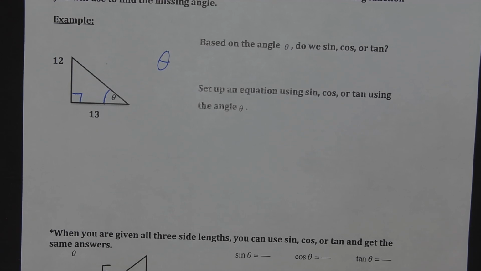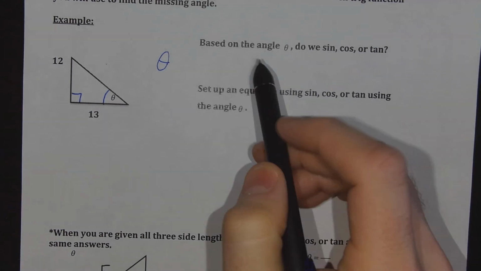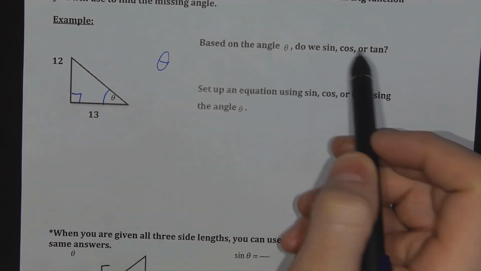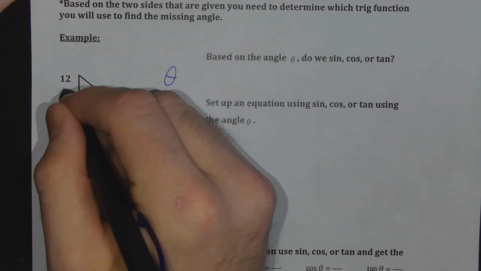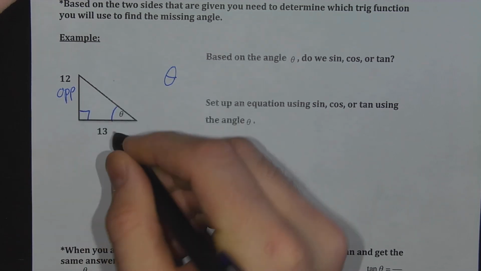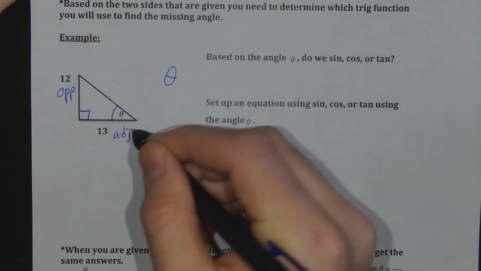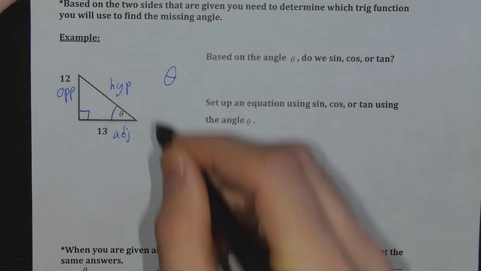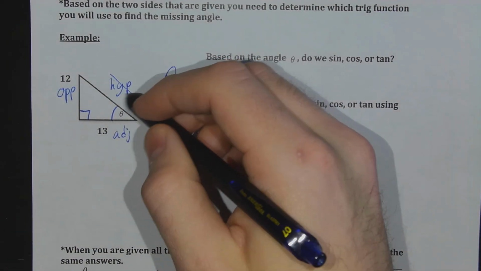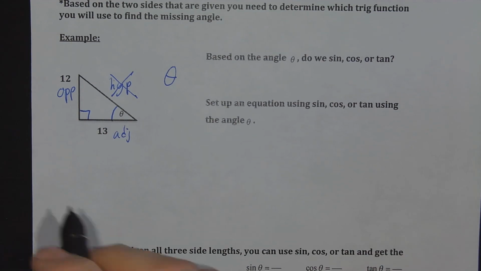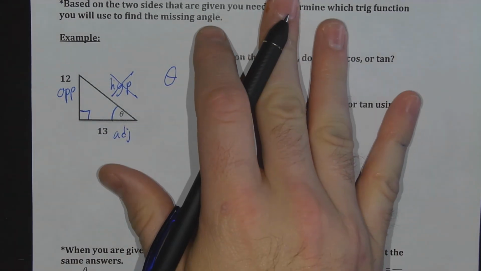Imagine it like an x in any other equation you solve for. We're solving for it like we usually do using inverse operations. So based on this angle, do we use sine, cosine, or tangent? If I were to label 12 and 13 based on the angle, 12 would be my opposite, 13 would be my adjacent, and this side over here that's blank would be my hypotenuse. As you've learned, you cross out the hypotenuse and you're not going to use that side length.